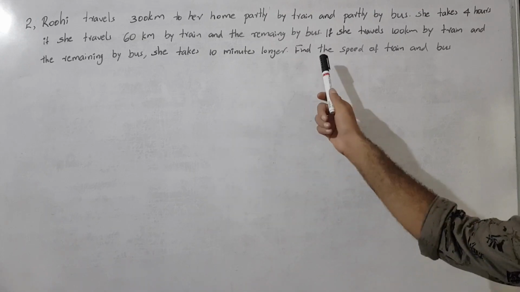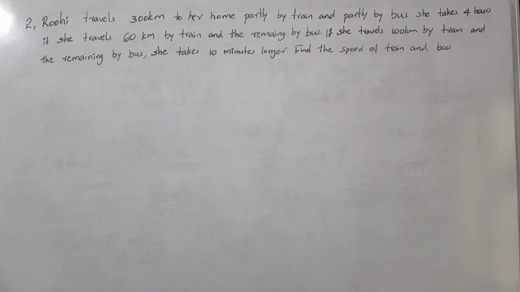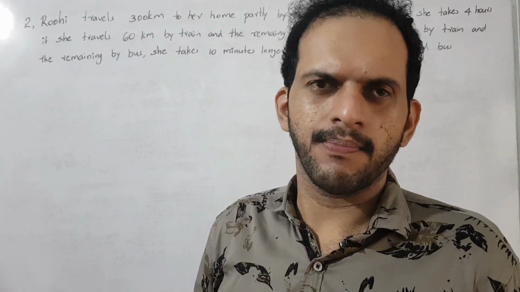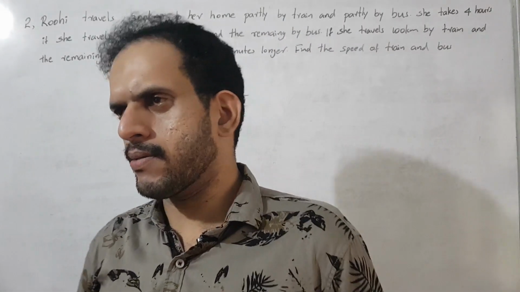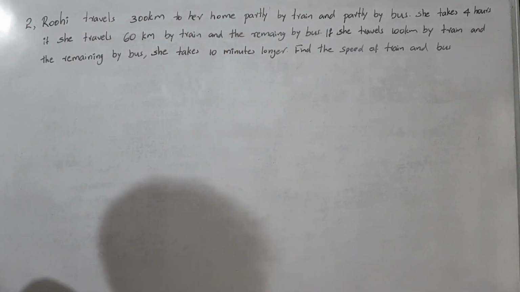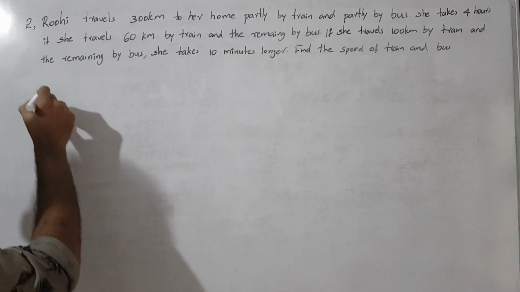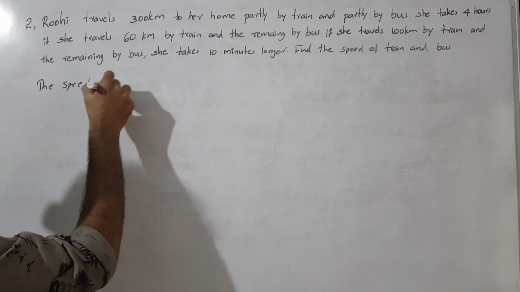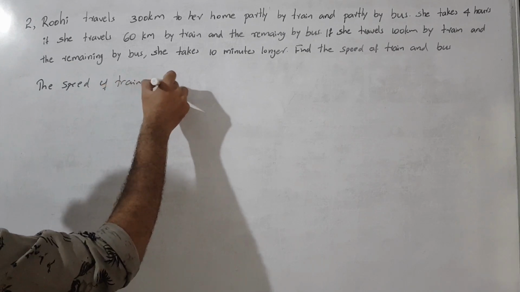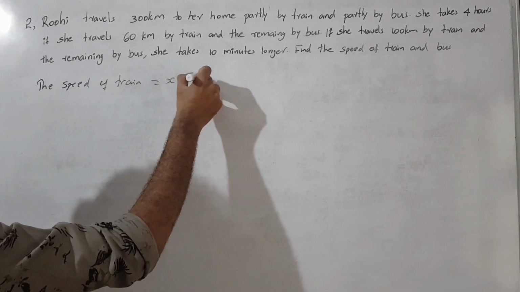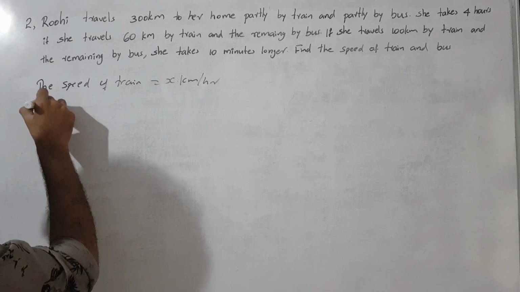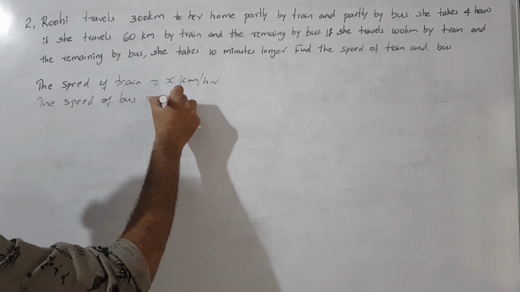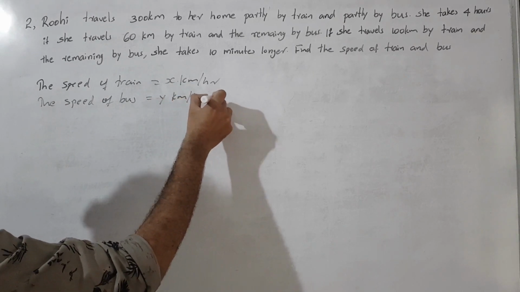Okay, find the speed of train and bus. Then here is a relation between distance, speed and time. Okay, so what is the next? We start as usual, we take the speed of train and bus. The speed of train is equal to x kilometer per hour. The speed of bus is equal to y kilometer per hour.